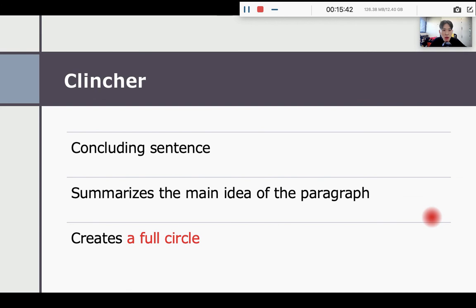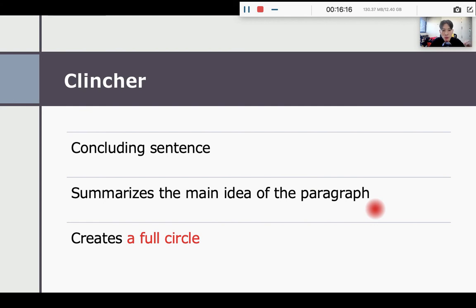Finally, when you have a clear topic sentence and enough supporting examples, when we use the word enough, we mean 2 to 3 examples. When you write, remember one example is always not enough. When you have a topic sentence and enough examples, you need a clincher. So what is a clincher? A clincher is a concluding sentence. You need a sentence to summarize the main idea of your paragraph.